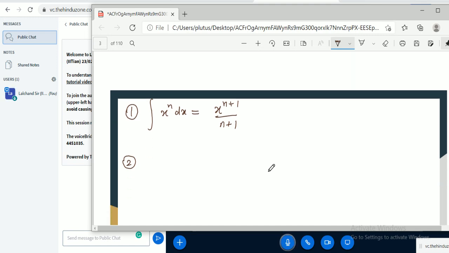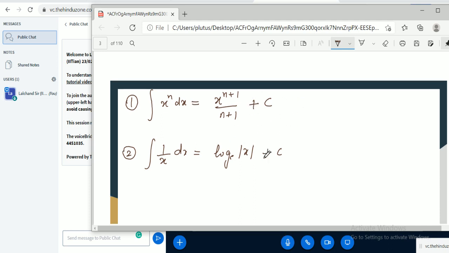Okay. The second formula is 1 by x dx. What is the integral of 1 by x? The integral is log x. Okay. Always there is a constant of integration, that is plus c. Whenever we do indefinite integration, there is always a constant of integration involved.